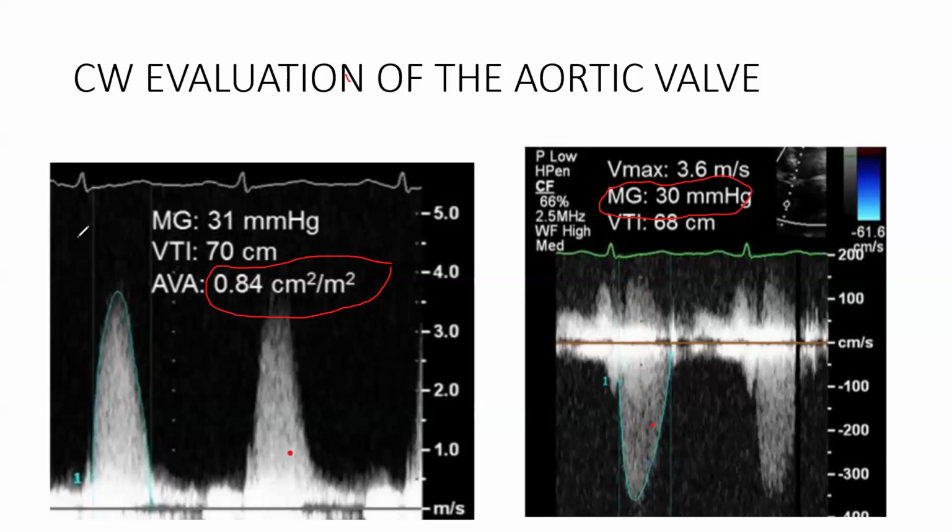Now your EF for this patient is preserved. If your EF was reduced, then you can say that you are not generating an adequate gradient across the aortic valve because the EF is low. So that will be your typical low flow, low gradient.